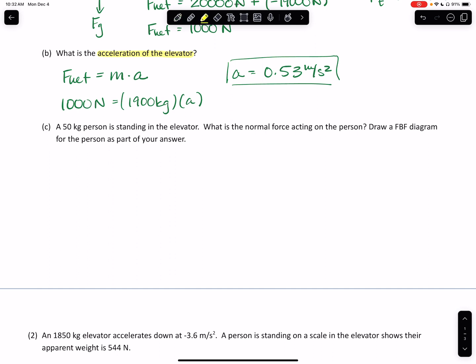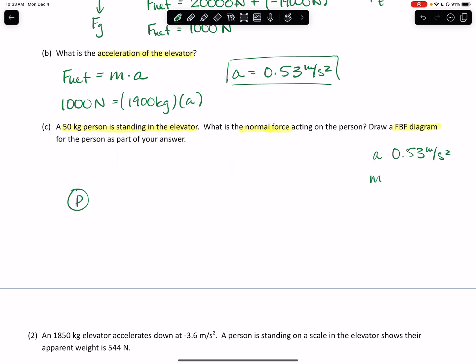All right, now let's move on to a person standing in the elevator. What is the normal force acting on this person? And draw a free body force diagram as part of my answer. So I'm going to start with that actually. I know that my acceleration up above was 0.53, and that is also going to be the acceleration for the person because they're standing in that elevator.